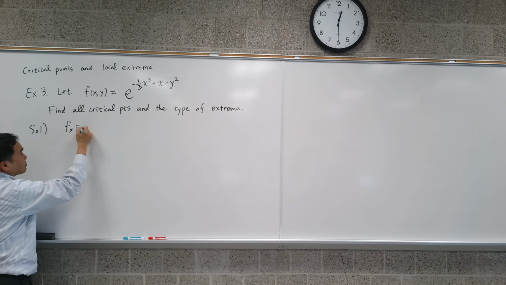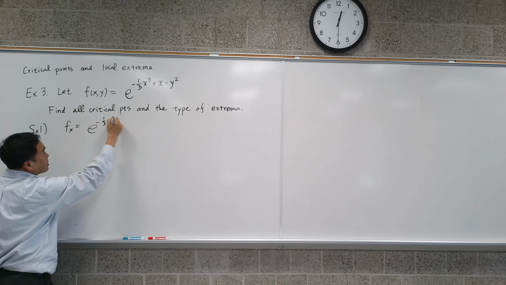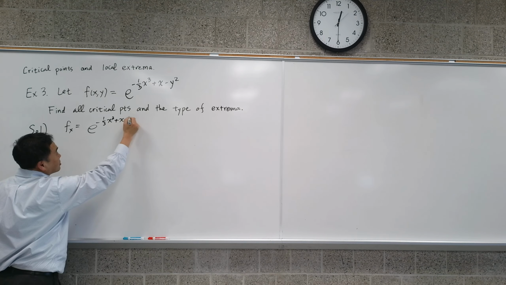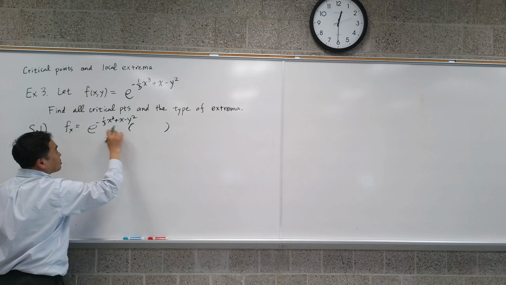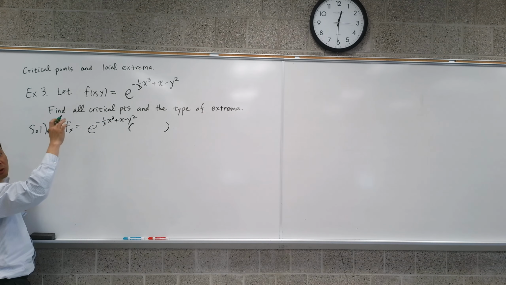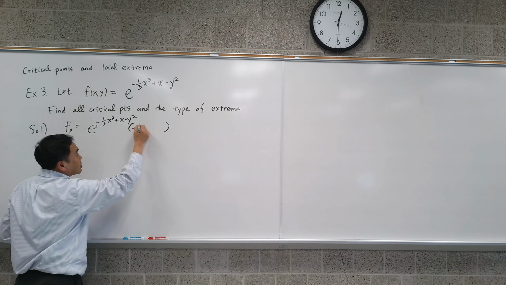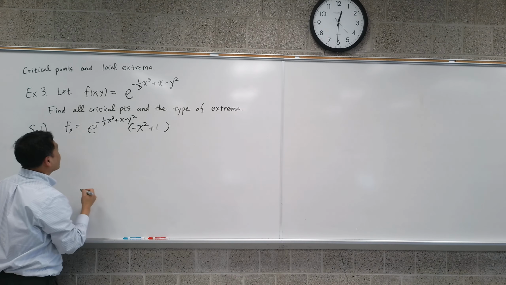Let's calculate fx, which means that this thing doesn't change at all, but the derivative of this has to be put here. Now, what's the derivative of x cubed? That's 3x squared, but that's going to cancel with the 1/3 there. So you're going to get negative x squared. X differentiates to 1, that's what you get.